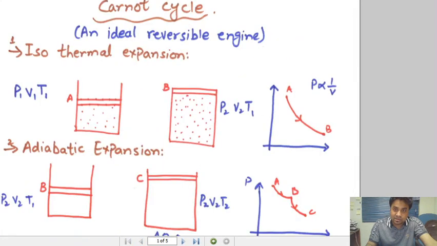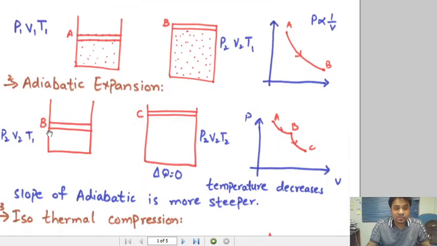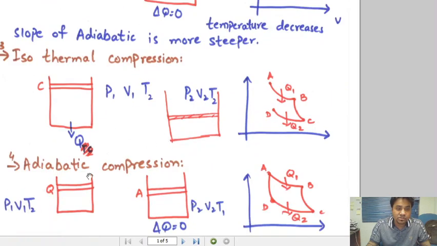Now let's discuss the four reversible processes in this cycle. The first one is the isothermal expansion. The second one is the adiabatic expansion. The third one is the isothermal compression, and the last one is the adiabatic compression.